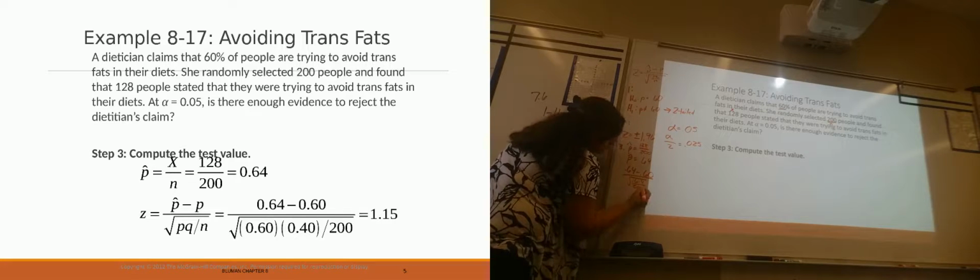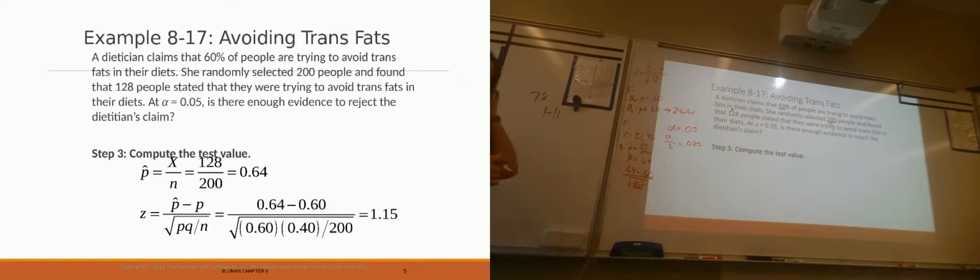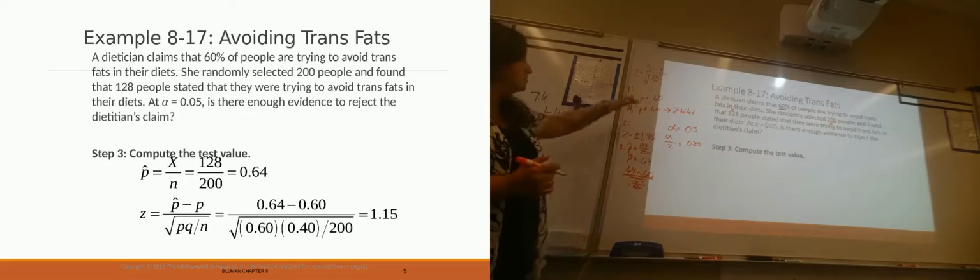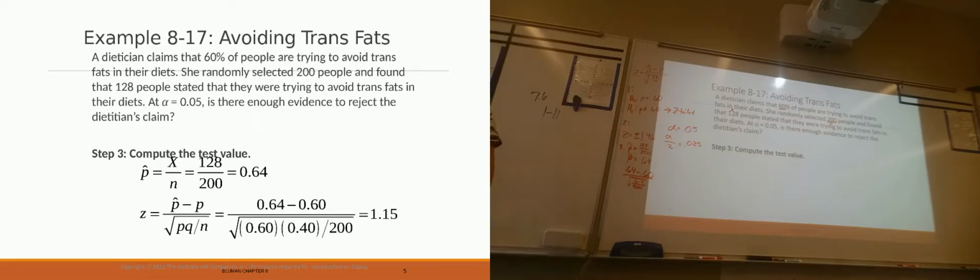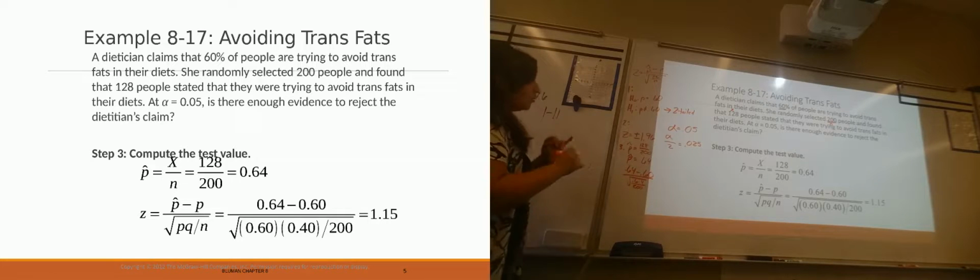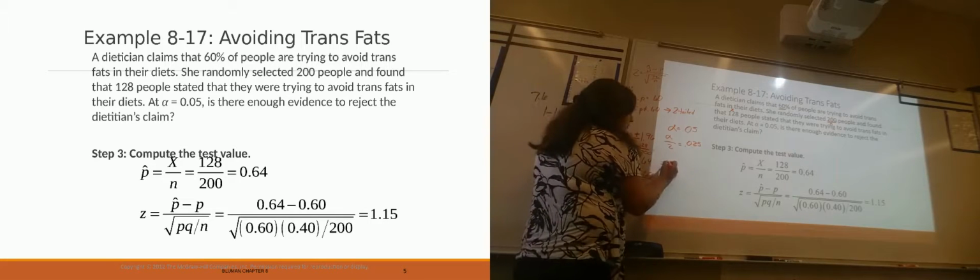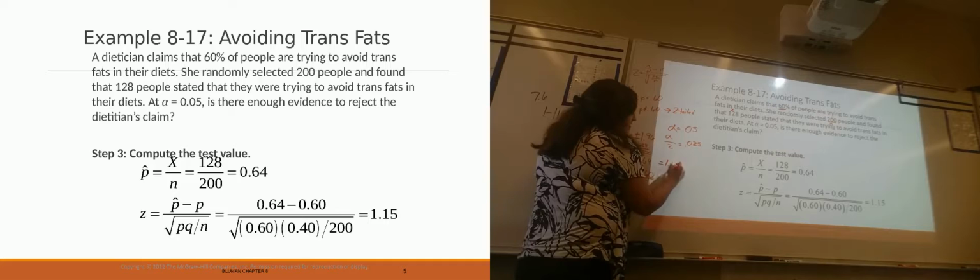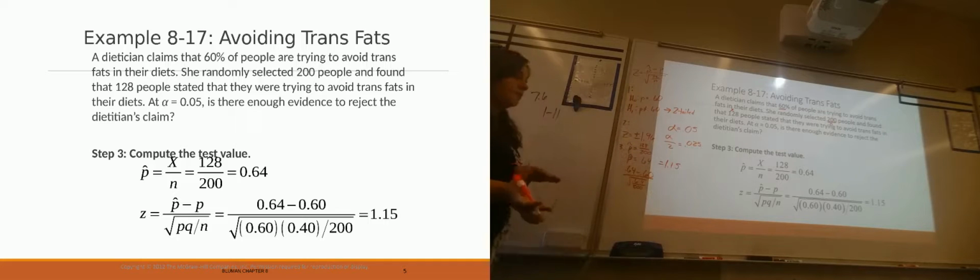Why do you have to put it over something now? Because that's what my formula says. So I'm just going to type it all in and plug it in the formula. We're going to let the calculator do the math for us since we don't have calculators. We need to remember that z equals 1.15, and then we're drawing our pictures for it.